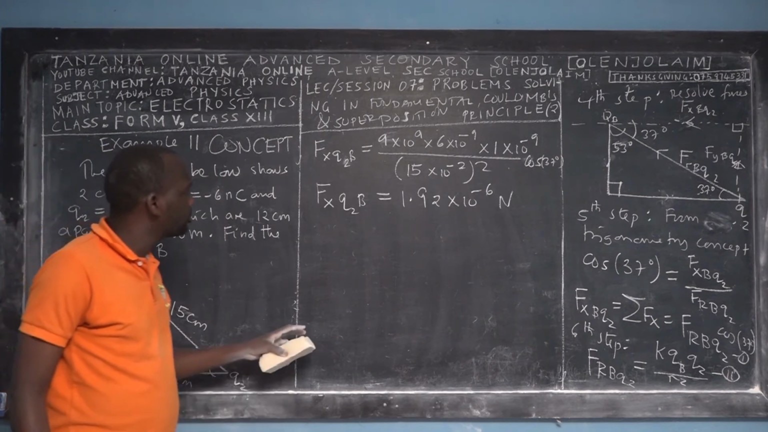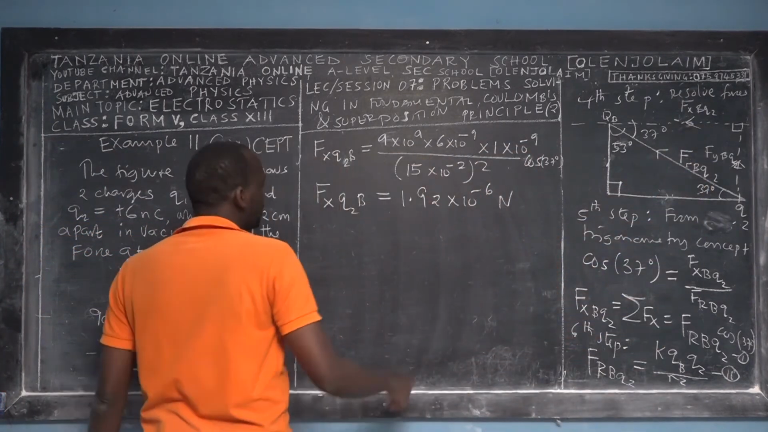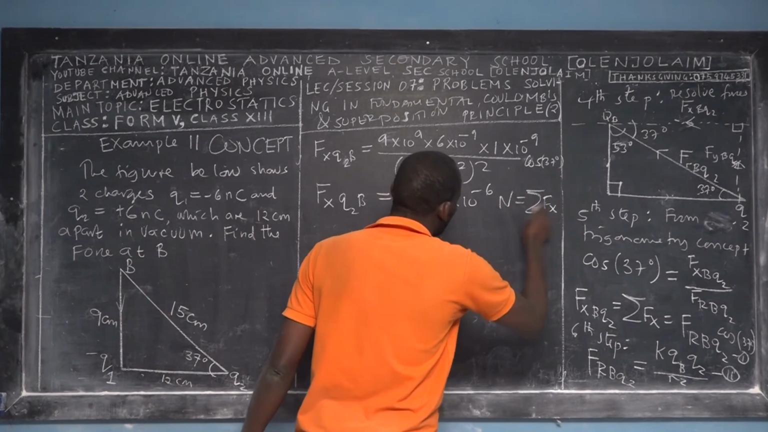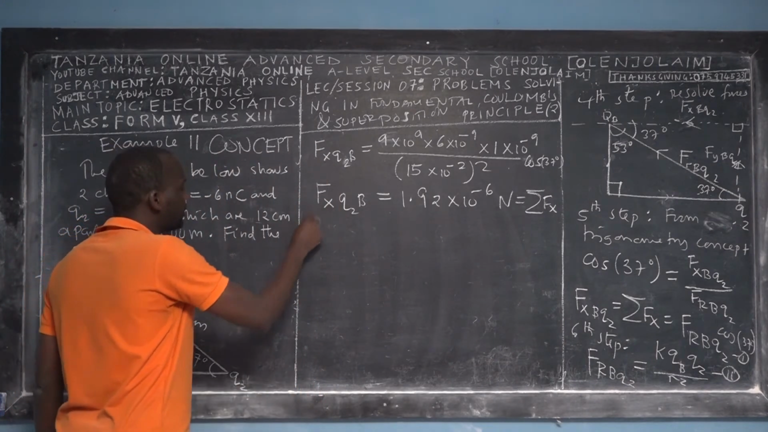And the good thing is, when you analyze, you have only one horizontal component. So this one will also be written as F_x, the summation of horizontal components, right? So you go for the seventh step.